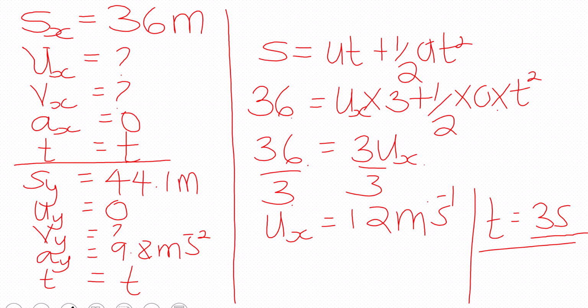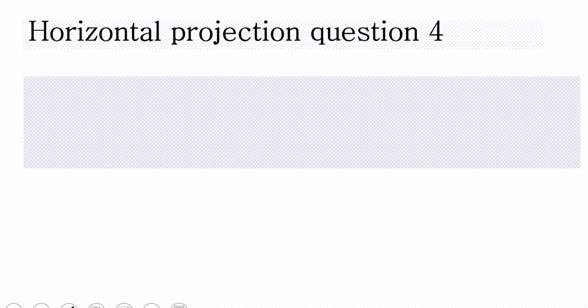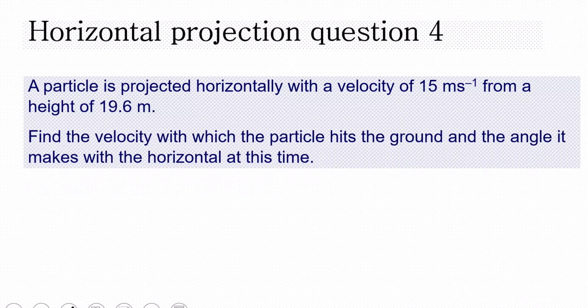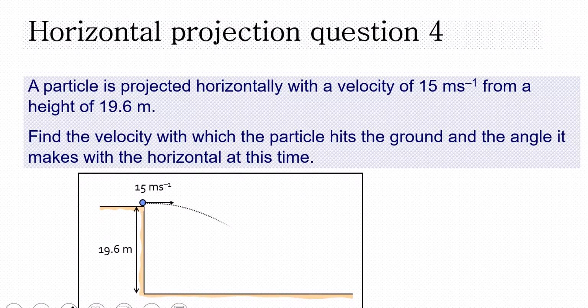I think you can see how simple life is when you're doing calculations related to horizontal projection. Let's now look at our 4th question, which is our last question in this video, and we shall look at the projection at an angle in the next video. So this question says a particle is projected horizontally with a velocity of 15 meters per second from a height of 19.6 meters. Find the velocity with which the particle hits the ground and the angle it makes with the horizontal at this time. So this is our particle, and that's how it moved.